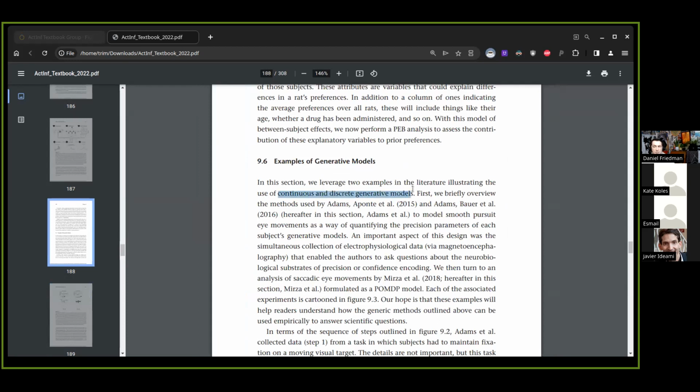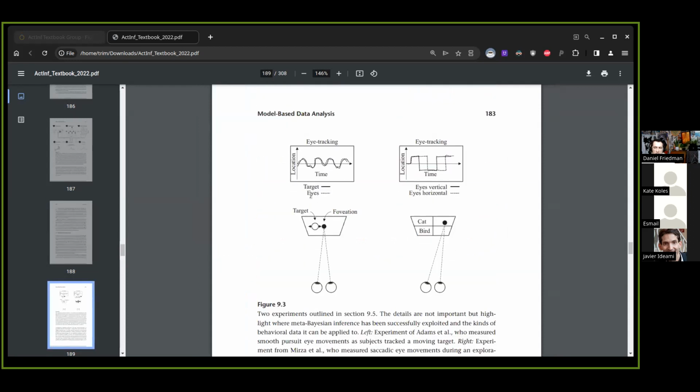Nine 6 is going to give brief examples touching upon continuous time and discrete generative models, and the papers are referenced here. Essentially, these papers model the same system of interest, where meta-Bayesian inference has been successfully exploited in terms of different kinds of behavioral data.